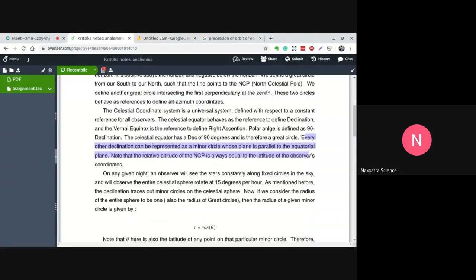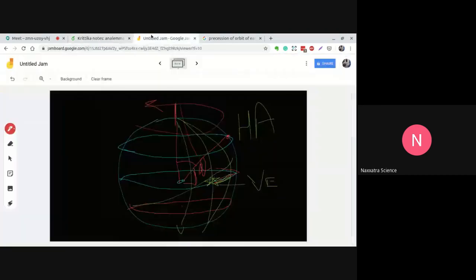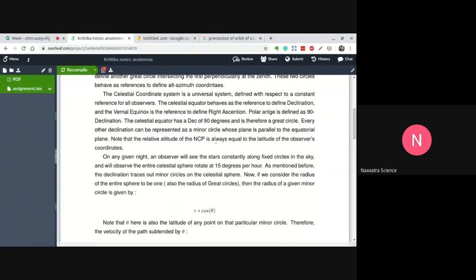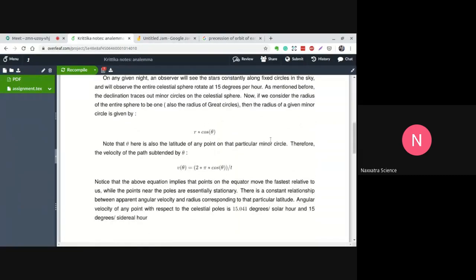Now every other declination can be represented as a minor circle whose plane is parallel to the equatorial plane. That is what I've drawn over here, right? They don't intersect. These are planes parallel to the equatorial plane. Note that the relative altitude of the NCP is always equal. Okay, this is a spoiler alert.